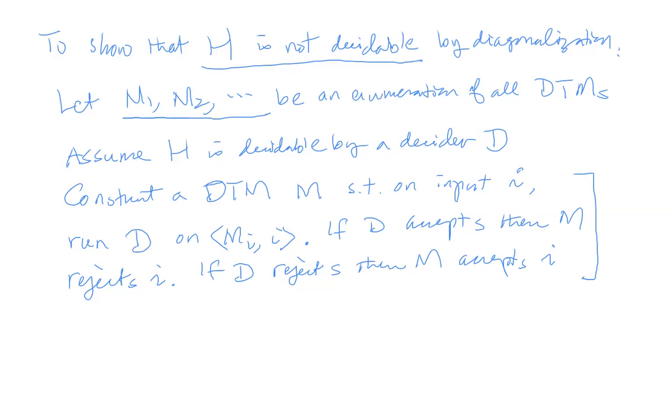If D says accept this input, then I am going to reject I. Otherwise, if D says it rejects this input, then I'm going to accept I. Now, this M is a Turing machine. That means there is an index J such that M is MJ, because this is the enumeration for all Turing machines. So M is a Turing machine, so there must be some J such that M is equal to MJ.